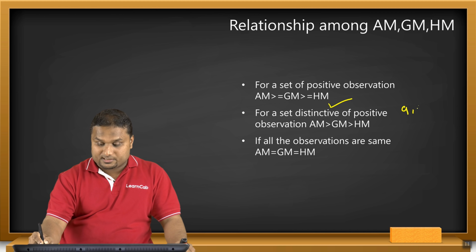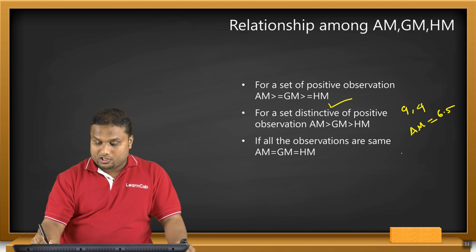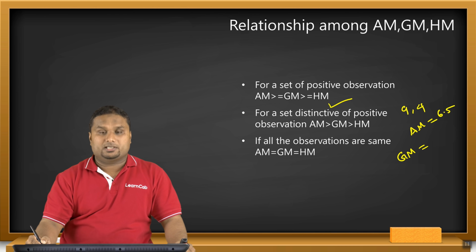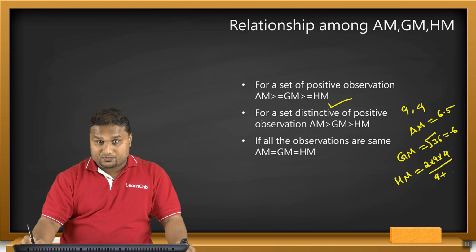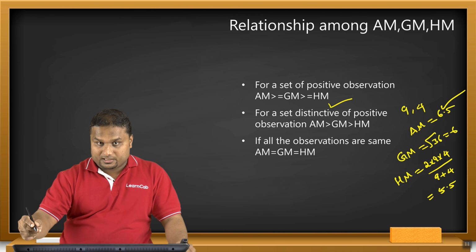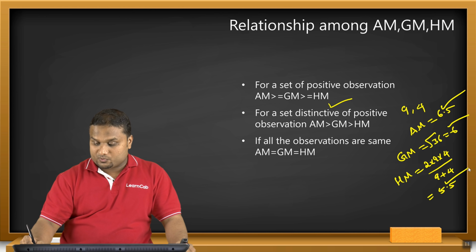There are two numbers, 9 and 4. The arithmetic mean of 9 and 4 is 9 plus 4 divided by 2, that is 13 divided by 2, it is 6.5. The geometric mean of these two numbers is root of 9 into 4, that is root 36, which is nothing but 6. The harmonic mean is 2ab divided by a plus b, that is 2 into 9 into 4 divided by 9 plus 4, which is approximately 5.5. So the biggest number is the arithmetic mean, the next biggest is the geometric mean, the least one is the harmonic mean.